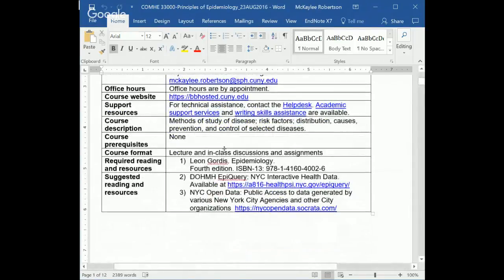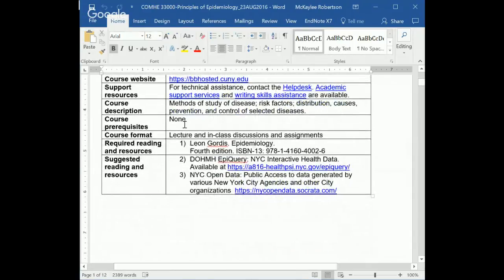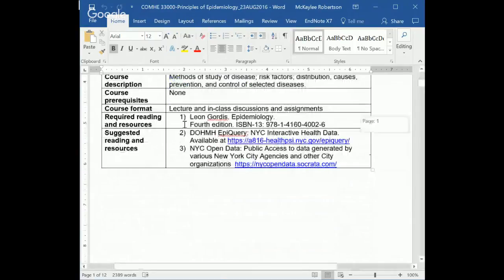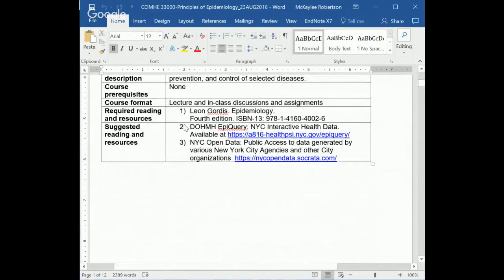This course is going to be on Blackboard. If you need any sort of support, these are the links to people who can help you. So the course description: we're going to be talking about risk factors, distribution of diseases, causes of diseases, prevention of diseases. And the format's really going to be that for the first half, I'll lecture to you, and then for the second half, we're going to have some in-class discussions and assignments. Some weeks I might end up having to lecture for the majority of the class. It just depends on the topic we're covering.